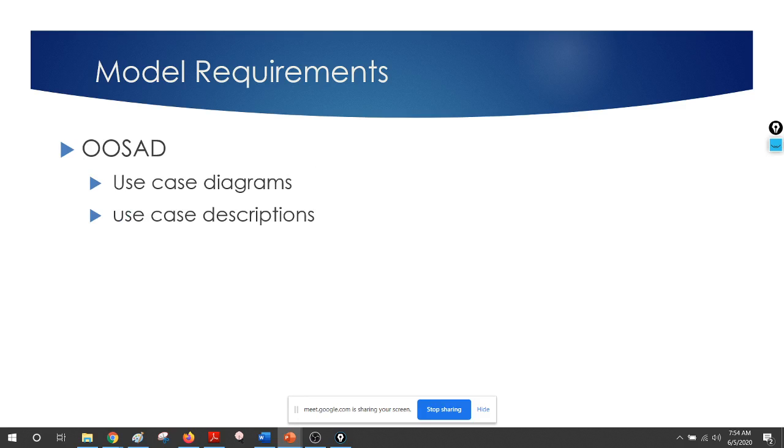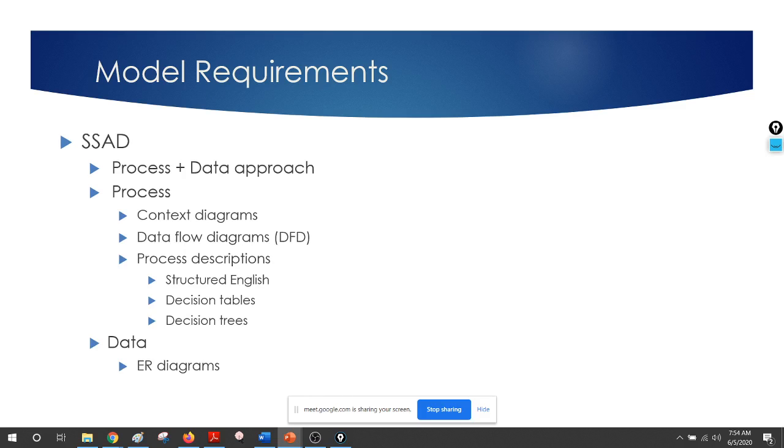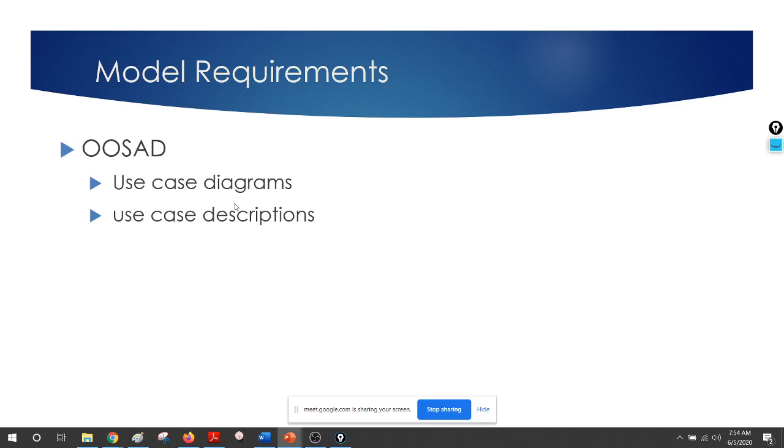When it comes to object oriented system analysis and design, for the analysis, I am only interested in analysis, you have the use case diagrams and use case descriptions. Here you have the process and data separately for the analysis. These different models. Here you have the use case diagrams and use case descriptions. You are following those things in your other subject, object oriented SAD.